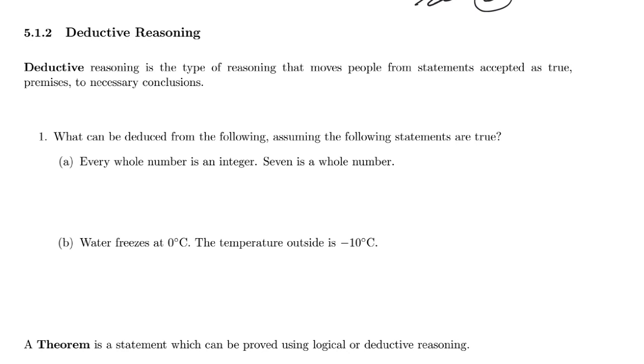Now, the other type of reasoning that we'd mentioned before is deductive reasoning. Deductive reasoning is a much different form of reasoning here. It's a type of reasoning that moves people from statements that are accepted as true to necessary conclusions. I like that word necessary. Because of that word necessary, this is the type of reasoning that we can use to prove that a conjecture, to prove that an idea is actually true.